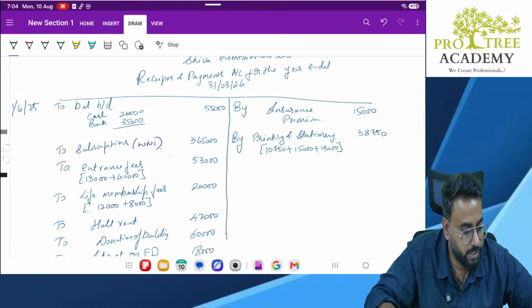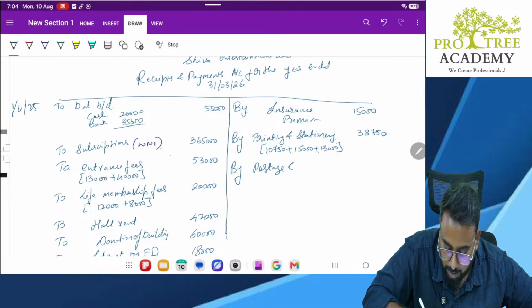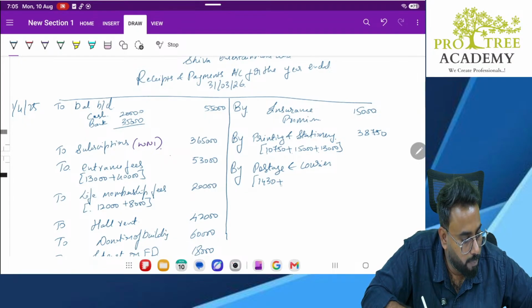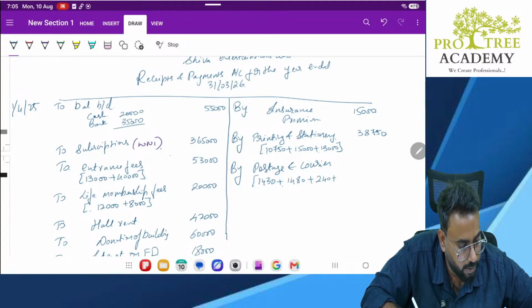Okay. Next, let's go for the next expenses. Insurance is done, printing and stationery done. Postage: by postage and courier. How many items? 1430 plus 1480 plus 240 plus 850.